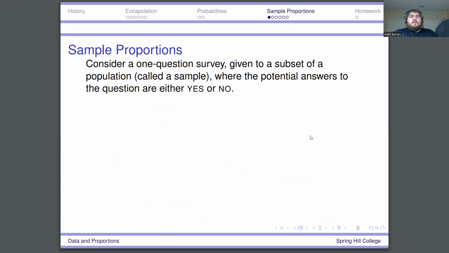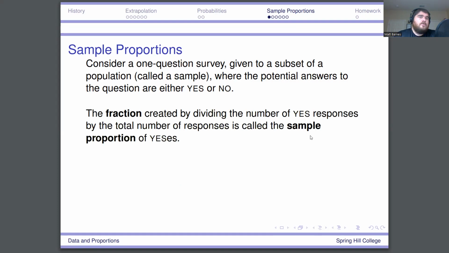Okay, so let's talk about proportions a bit, right? We've already discussed a little bit about what happens with them. Let's consider an example where we have a one-question survey that we give out to a subset of the population, and we're going to restrict our potential answers to yes or no. So we're asking one question, and the response we're expecting is either a yes or a no, right? We can create a fraction dividing the number of yeses by the total number of responses, similar to how we did in the previous slide.